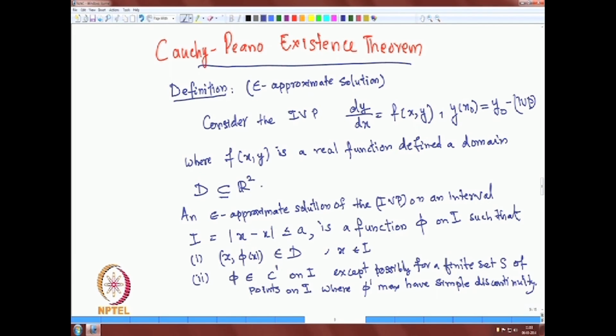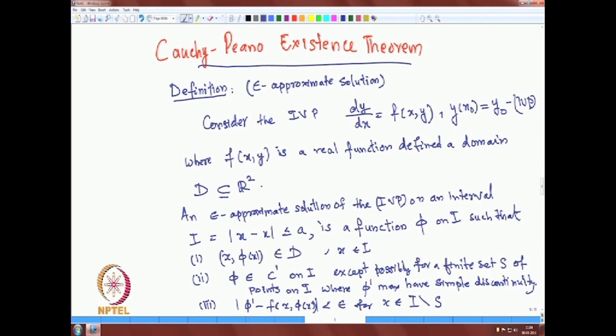Means a kind of jump discontinuity. And the third condition for an approximate solution is that the difference between phi prime and f of x, phi of x is less than epsilon for all x in the interval I except for the points on the finite set S.